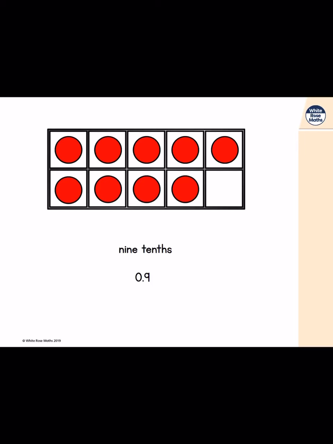Let's think carefully. The next number is going to be 10/10. But we can't have 10 in one place value column, so we don't have 0.10. We just say one whole. 10/10 is always the same as one whole. We don't need a decimal point this time because we haven't got any other tenths. We have one whole and no more tenths.